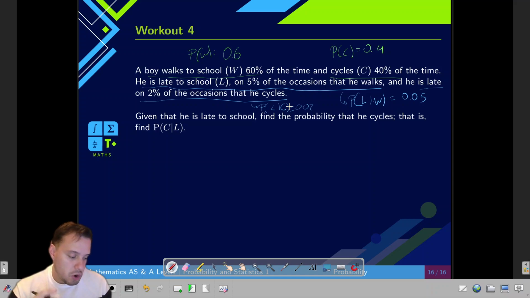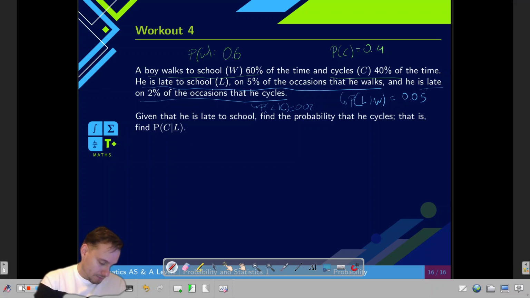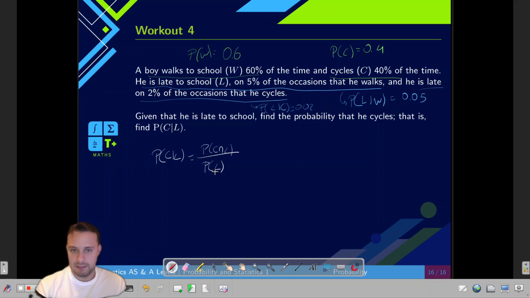Now, given that he's late, let's find the probability that he cycled that particular day. This means find the probability that he cycled knowing that he's late. So let's think about this. We know that the probability that he cycled given that he's late is equal to the probability that he cycled and he's late over the probability that he's late.